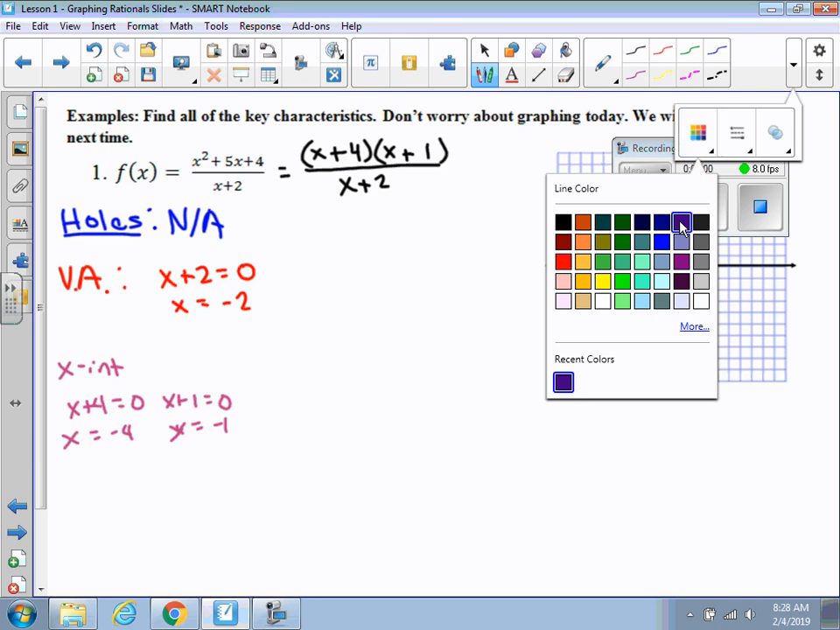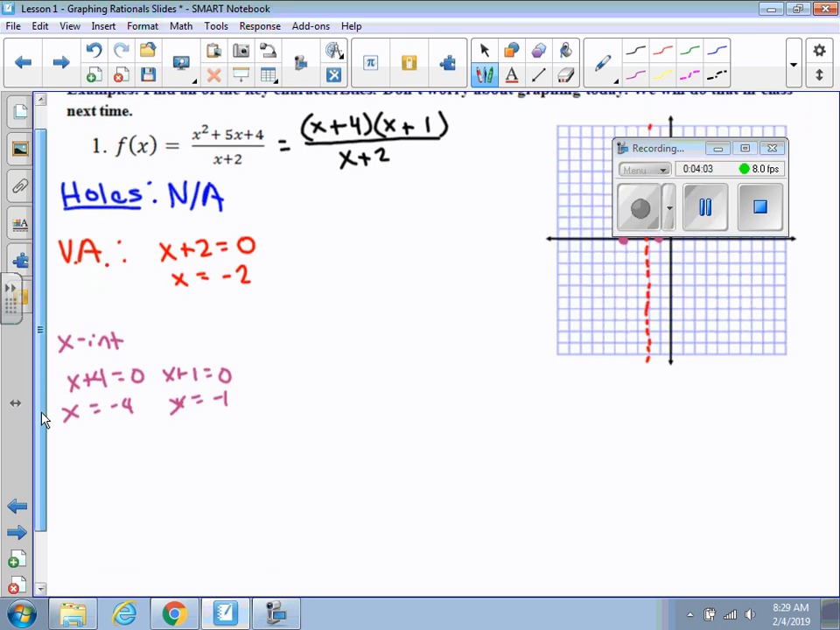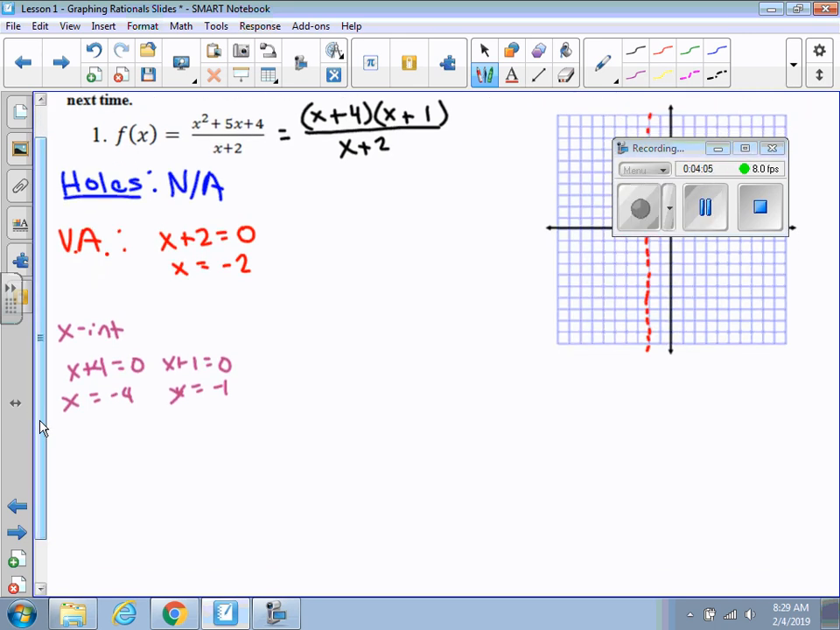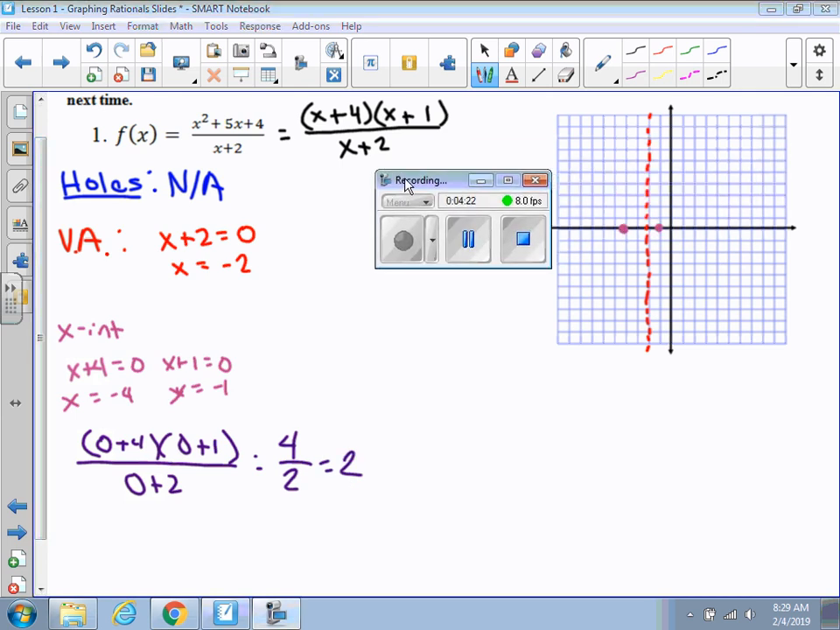Y-intercepts happen when we plug in 0 for x. So we're going to plug in 0 everywhere we see an x. We'd have 0 plus 4 and 0 plus 1 and 0 plus 2. So 0 plus 4 is 4, 0 plus 1 is 1, 4 times 1 is 4, 0 plus 2 is 2, and 4 divided by 2 is 2. So we have a y-intercept at (0, 2).